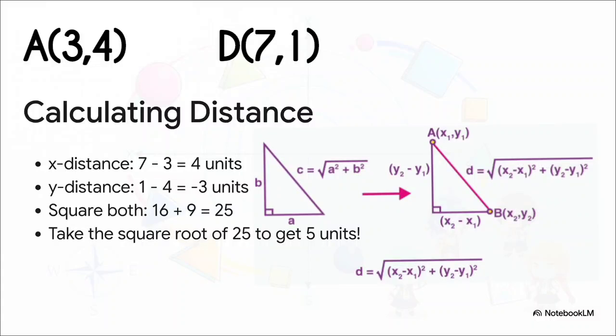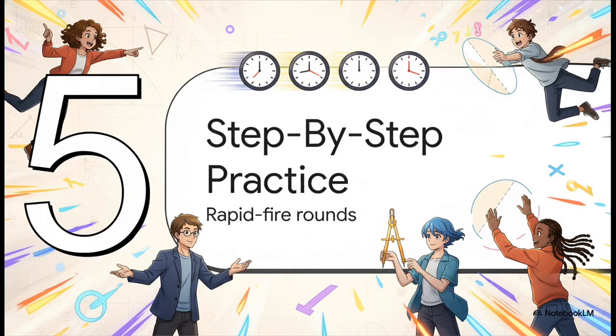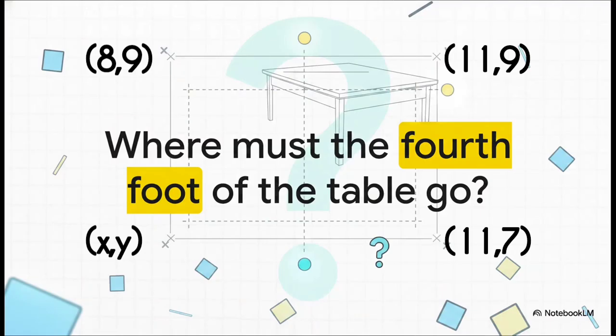It's literally just finding the hypotenuse of a right-angled triangle. Easy, right? Up next is Section 5, step-by-step practice. You've seen how I do it with the distance formula, so now let's shift gears. We're going to rapid-fire solve 4 more questions together just to make this second nature.